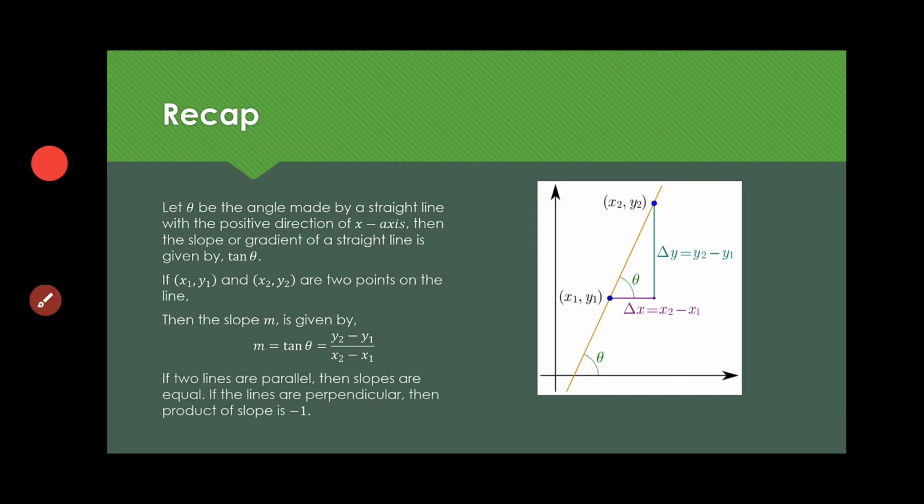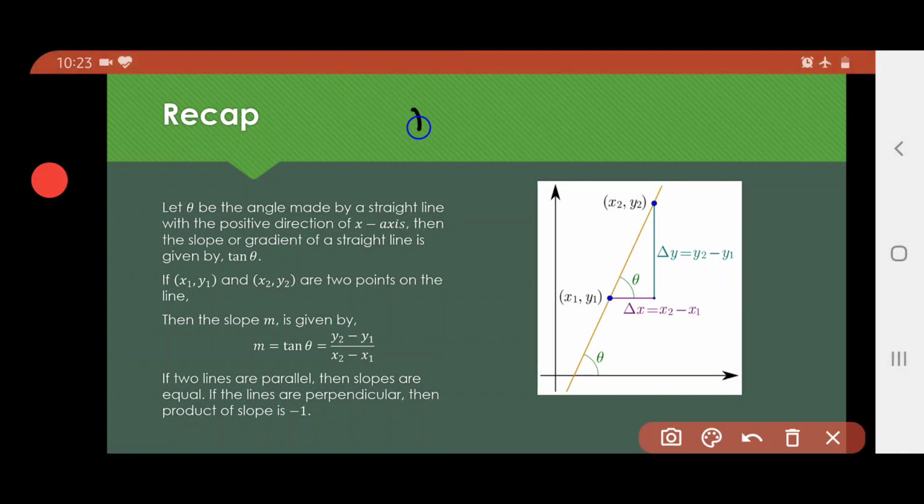And then if two lines are parallel, then the slopes become equal, and if two lines are perpendicular, then the product of the slope is minus 1. So in case of parallel lines, if m1 and m2 are the two slopes of the line, so for parallel lines they become equal, and for perpendicular lines, m1 into m2 becomes minus 1. So this is how it works.